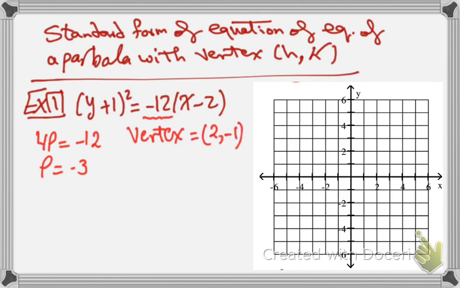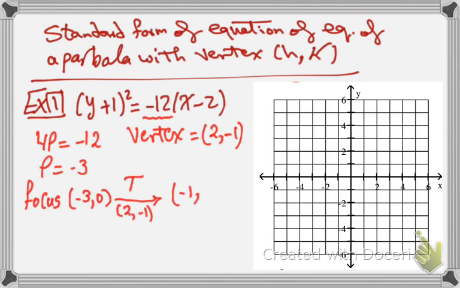When x - 2 is equal to 0, x is equal to 2, and y + 1 is equal to 0, so y is equal to -1. It means that the vertex moved from the origin 2 units on the x-axis and down 1 unit on the y-axis. Normally, the focus point is supposed to be (-3, 0), but we are going to make a translation of (2, -1), so the point is going to be (-1, -1). So the new focus for this parabola is (-1, -1).